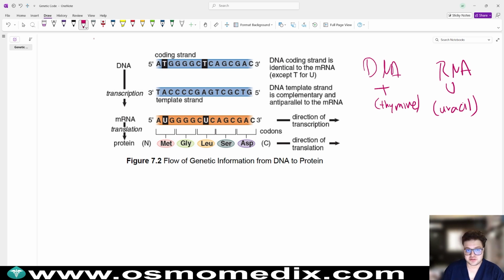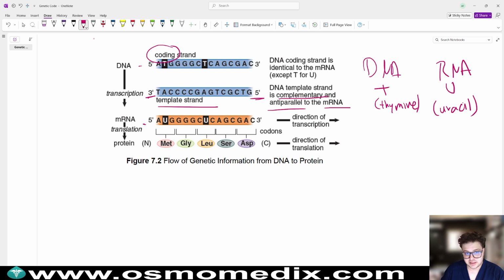So this strand will be identical to the mRNA, so we call it coding. Why is it coding? Because the mRNA codes for protein. The mRNA is the code, so we call it the coding strand. But what is the template that we make it from? It's the 3 to 5 strand, so we call it the template strand. It makes the template, which is anti-parallel and complementary to the mRNA.